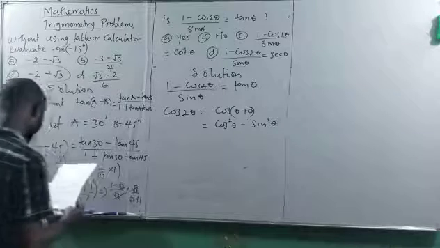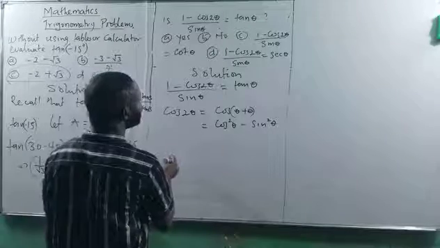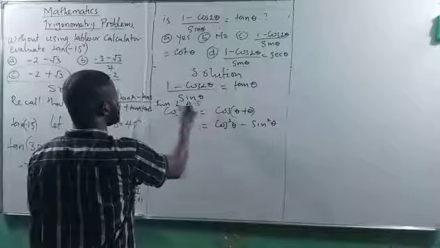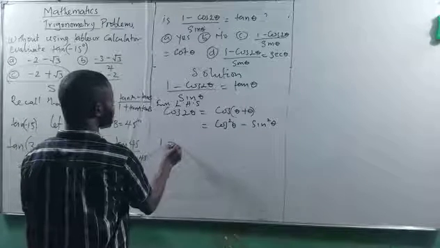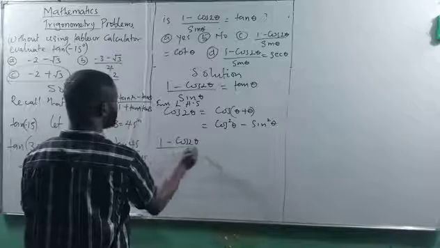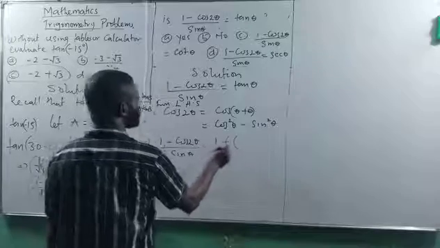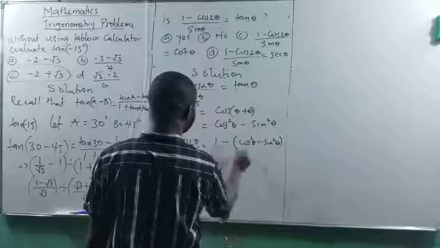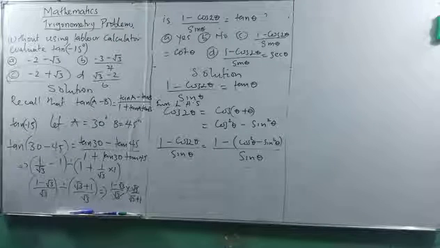Now, since I know that, I can proceed by saying that I'm starting from the LHS. That's what I'm coming from. It means 1 minus cos 2 theta all over sine theta will be equal to 1 minus bracket of cos square theta minus sine square theta, divided by sine theta. Now, at this junction, is there anything I can do here that will make the work simple for me? I'm thinking.